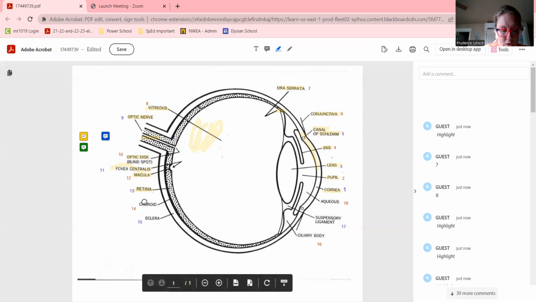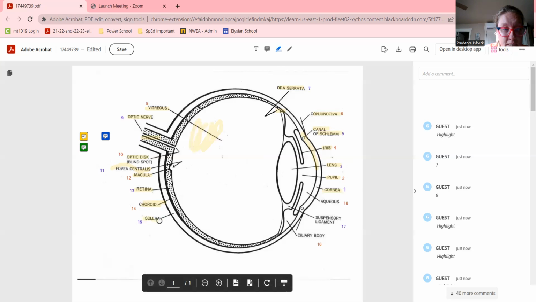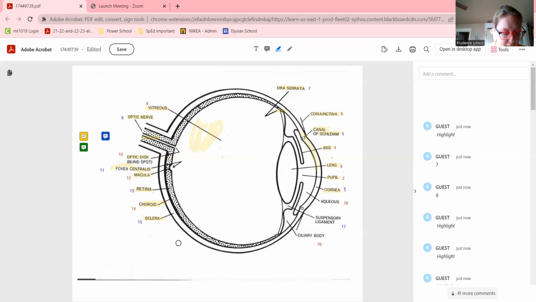Then we have our choroid, and that's the layer between the retina and the sclera, and it's consistent mostly of the blood vessels which provide nourishment to the retina. Then we have our sclera, number 15. That's that white, tough, fibrous outer protective layer of the eye.